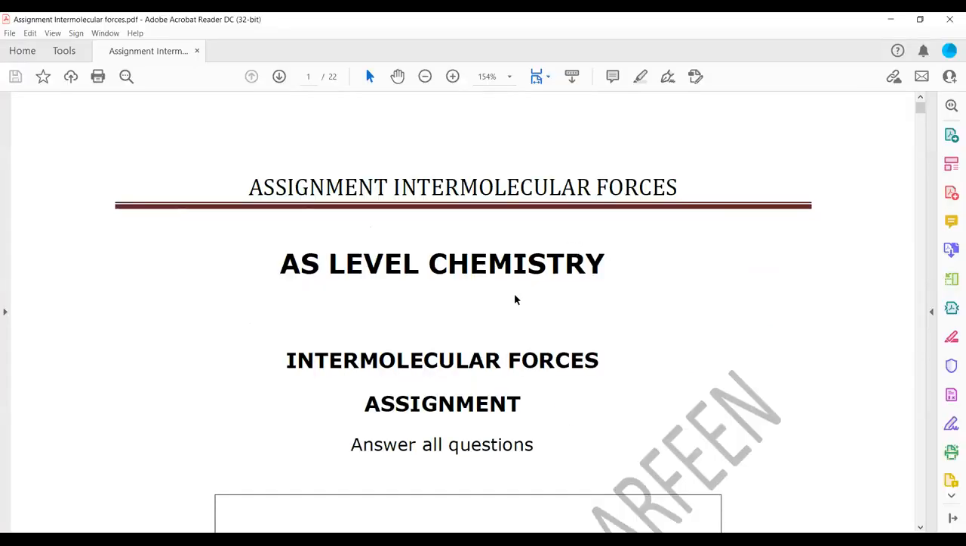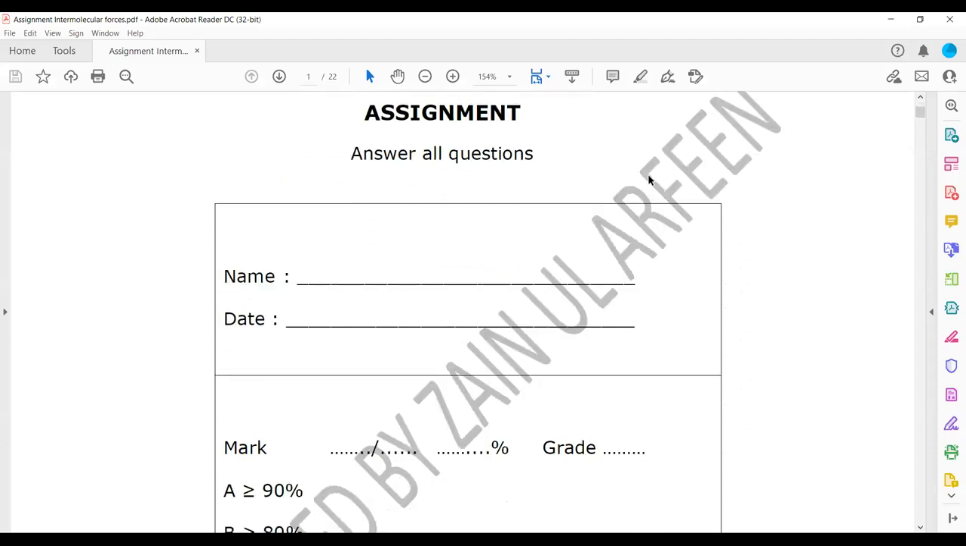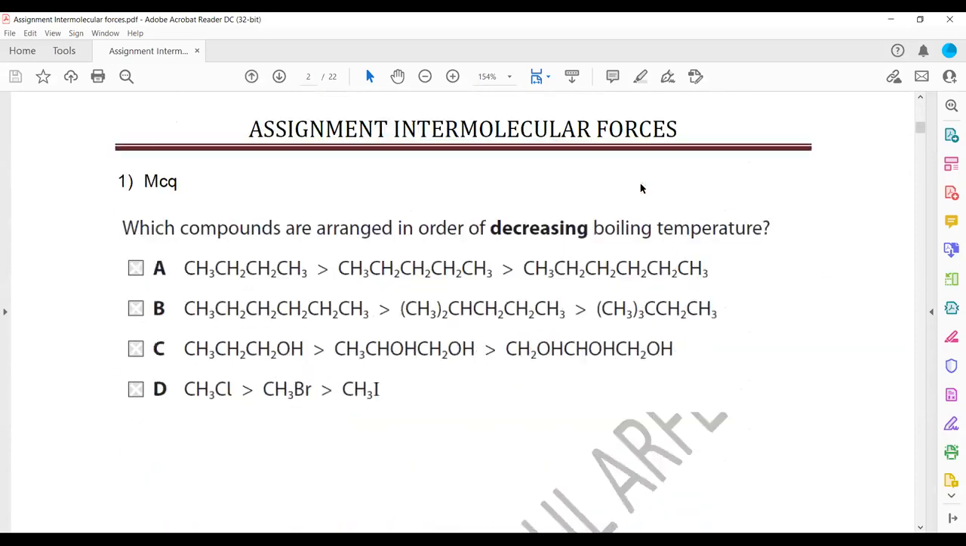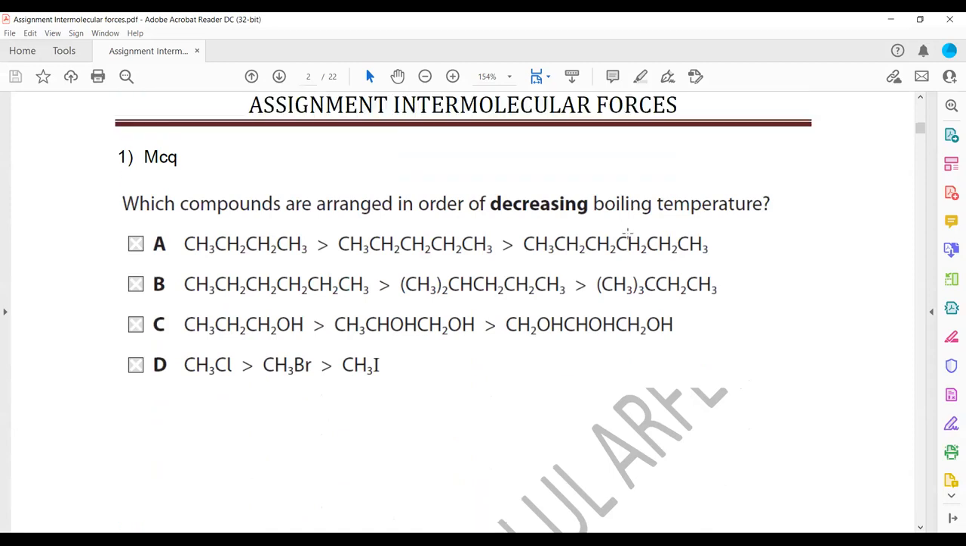So this assignment is related to intermolecular forces. In this session, we'll discuss questions. That was a quick revision. For organic compounds, remember, as the number of carbon atoms increases, the dipole forces also increase.